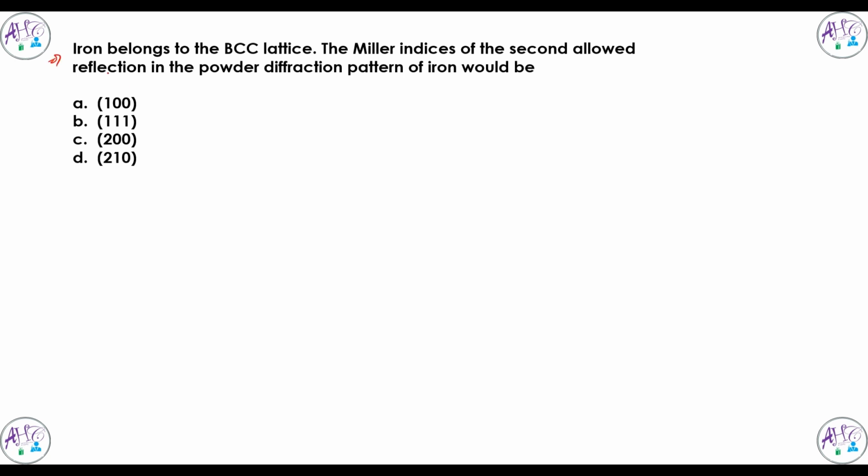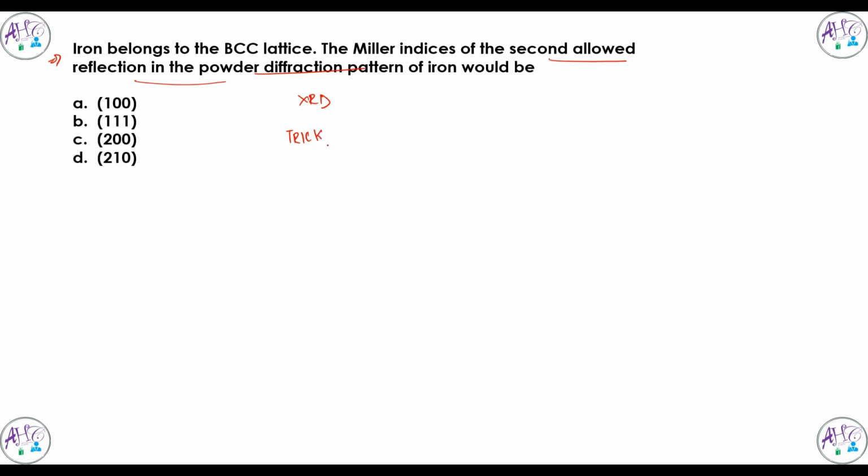The ion belongs to a BCC lattice. Then they have asked us to figure out the Miller indices of the second allowed reflection in the powder diffraction pattern. So the powder diffraction pattern is nothing but your XRD. They have asked what the second allowed reflection in your XRD is. This is a simple trick.